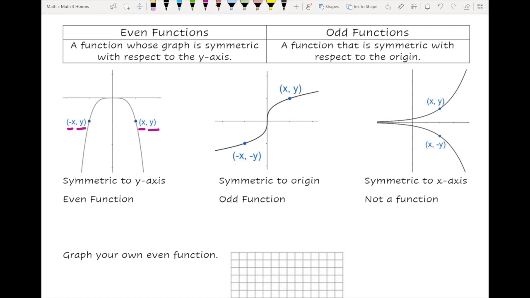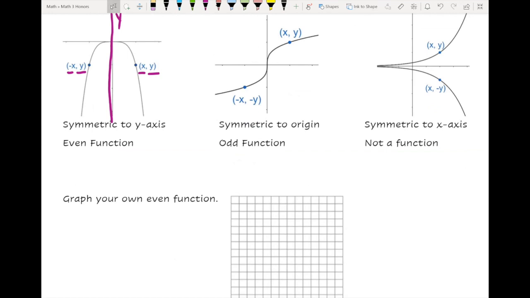And then this one right here, the last one, it's symmetric to the x-axis, where your first one, the even function, was symmetric to the y-axis. This one that's symmetric to the x-axis actually isn't even a function. I don't know if you guys remember, we talked about the vertical line test. When you draw a vertical line, you have to hit at most 1 point. If you hit any more than 1 point, it's not a function. So this actually is not a function at all. It is symmetric to the x-axis, but it's not a function. If you need to go back and look at those notes or watch the video, go ahead and feel free to do that. We're going to see if we can graph some of these.